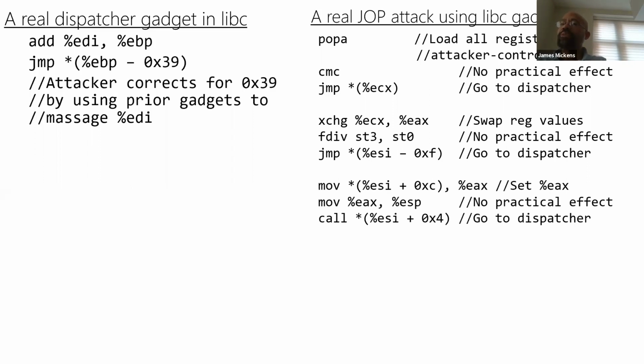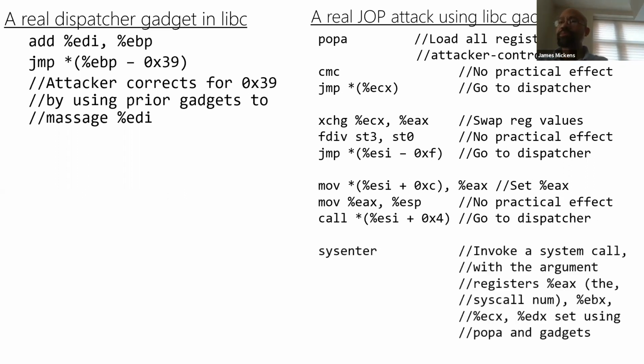So now we're going to have the third gadget in the chain. We're going to set EAX. We have this move instruction that has no practical effect. Hilariously, this move instruction actually changes ESP. Aha, but we're using JOP, not ROP. So that's why it has no practical effect, even though now the stack pointer is pointing to God knows where. We end once again by doing a jump, in this case a call, back to the dispatcher. And then we just do sysenter.